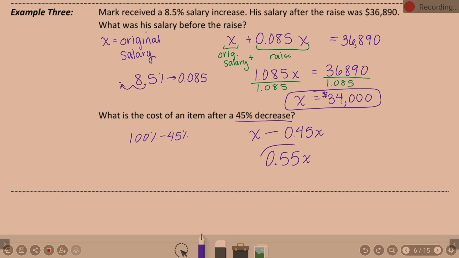This is a good shortcut to use. If there's a 45% decrease, you can do 0.45 times the item and then subtract it from the original cost, or do the subtraction ahead and just do one multiplication. You can do the same thing if an item is 10% off. How much do you have to pay? 90%. So do 90% of the original cost.